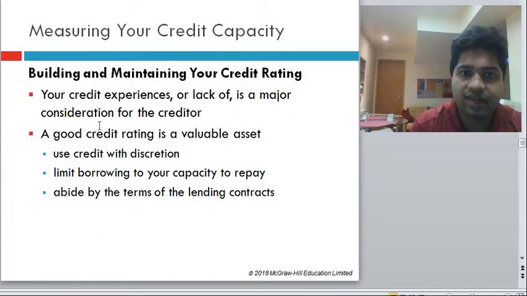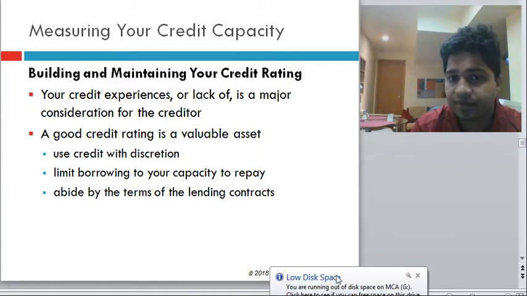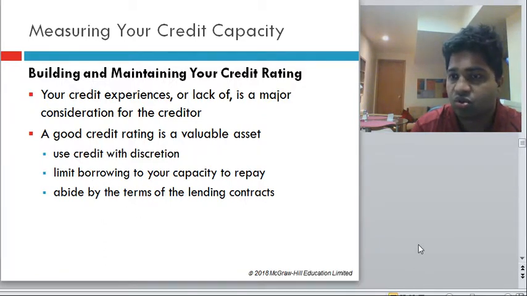Building and maintaining your credit experience, or lack of it, is a major consideration for a creditor. A good credit rating is an asset. Use your credit at discretion. Limit borrowing to your capacity to repay. So the rule: less than 40% of your monthly payment for total debt obligations. Abide by the terms of the lending contract. So do not have outstanding balances. Always pay your balances on your credit card, on any loans, because it shows in your credit ratings.